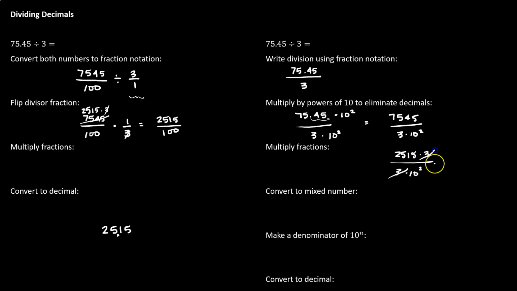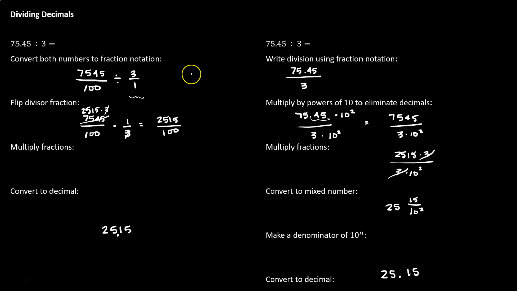Which means we can divide off the factors of 3. Then we'll try to convert this to a mixed number, so that would be 25 and 15 over 10 squared. We already have our denominator, that's simply a power of 10. Convert that to a decimal, 25 and 15 hundredths. So again, we get the same answer, it's just a different way to look at it.